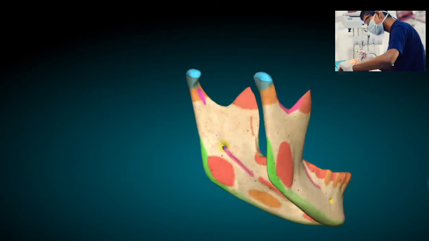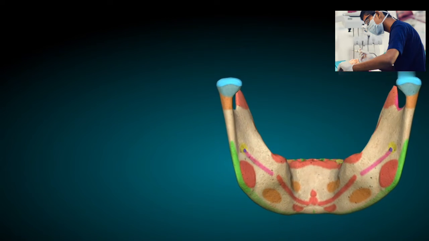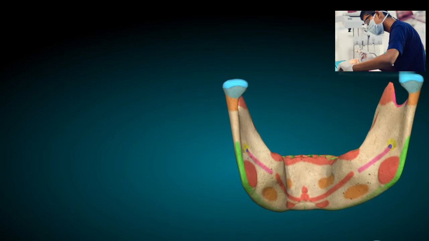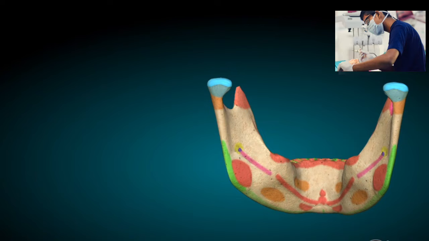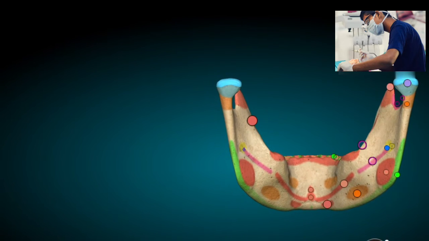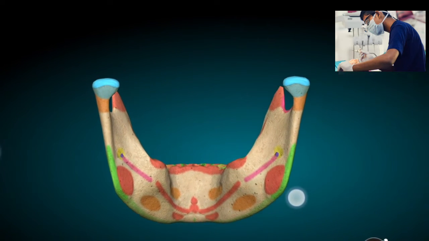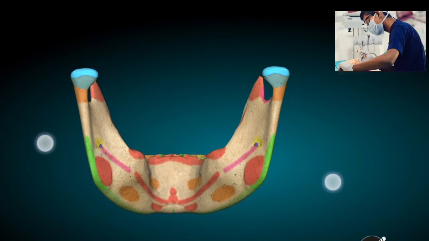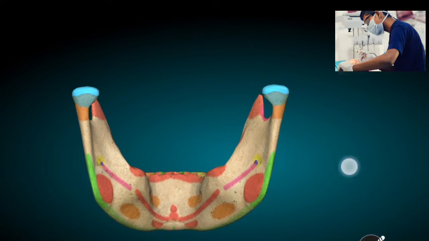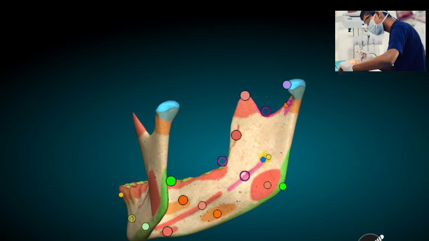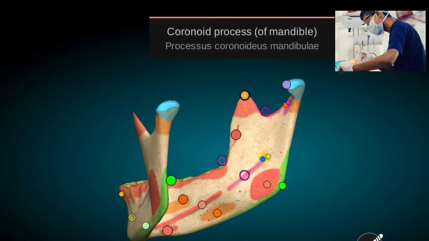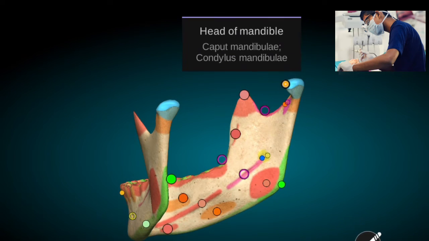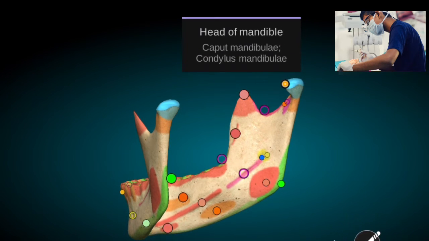Now let's see the medial surface of the mandible and its contents. Here you can divide it into two places, that is the body of the mandible and also the ramus region. The ramus region you can also subdivide into the lateral side and medial side. First let us look at the medial side of the ramus region. I already mentioned the coronoid process, and this is the mandibular notch. This is the head of the mandibular condyle.